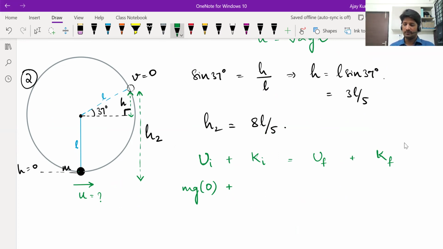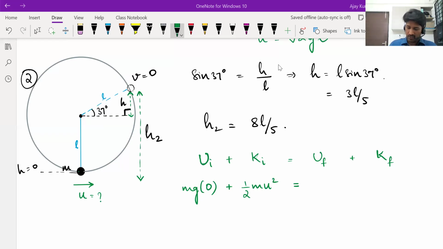What is the formula for kinetic energy? Sir, it's half mu square. Initial velocity is u, so it becomes half mu square. Let Yusuf answer. Yusuf, can you tell the expression for final potential energy now? Potential energy formula is mgh, and you know to what height it is rising. So what is the final potential energy?